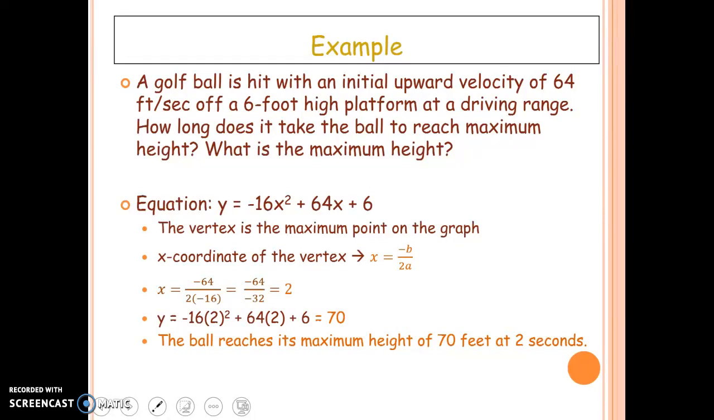So it's asking two questions here. How long does it take the ball to reach the maximum height, and what is the maximum height? Well, how long is going to be the time, and that's your x-coordinate, which would be 2 seconds. And then what is the maximum height? Well, that is your y value of the vertex, and the maximum height is going to be 70 feet. So we'll talk about this more in class, but just please have these notes written down so that I can direct you back to them as you're working on examples in class.